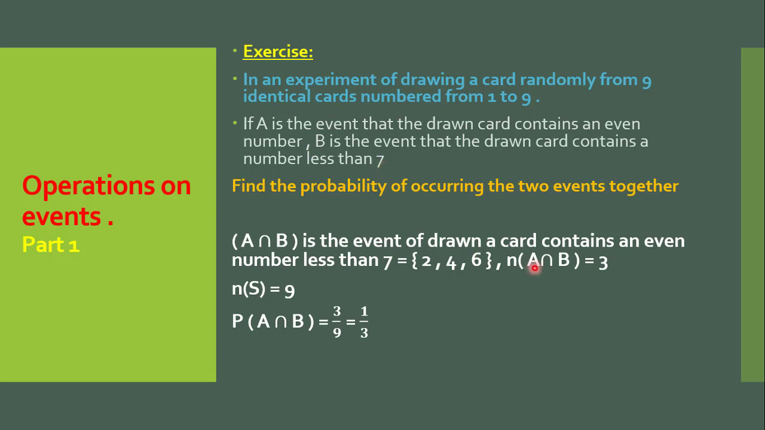So the number of elements of A intersect B equals 3 numbers: 2, 4, and 6. Then the probability of A intersect B will be 3 over 9, because here n of S equals 9. A intersect B means that the two events happen at the same time. It means that the number is even and at the same time less than 7. So we have 2, 4, and 6. The number of elements of A intersect B is 3, and the total is 9, so 3 over 9.